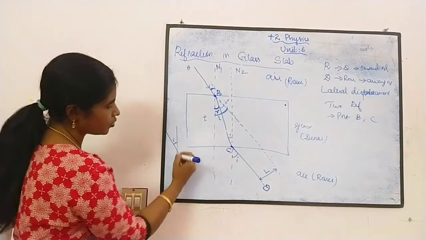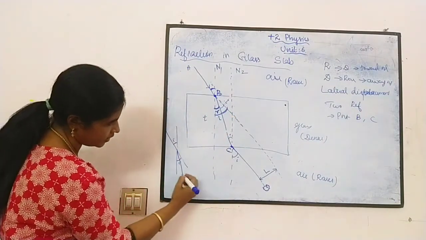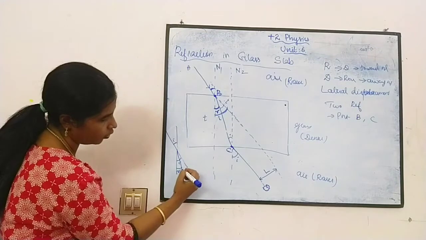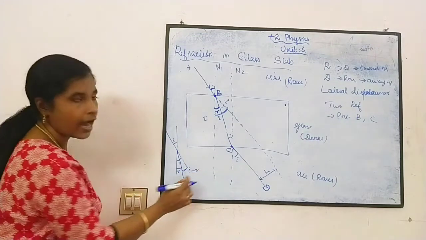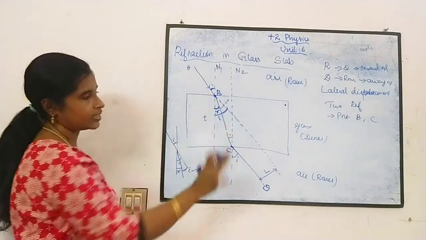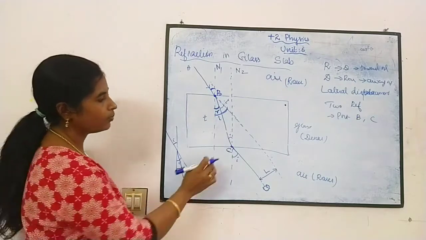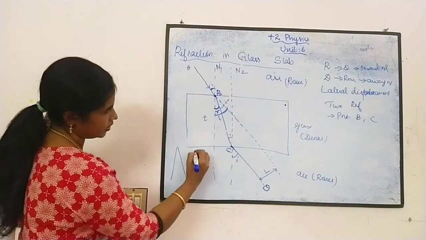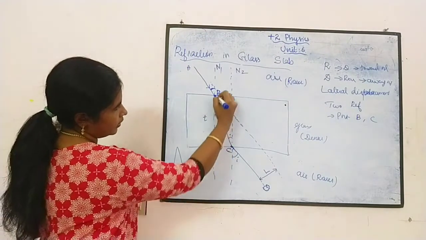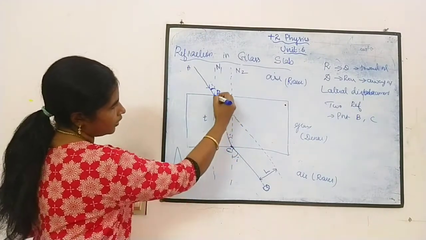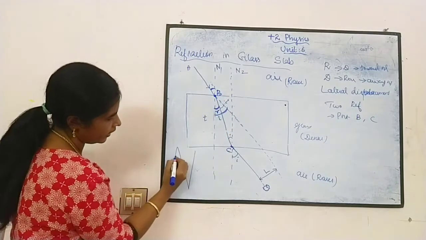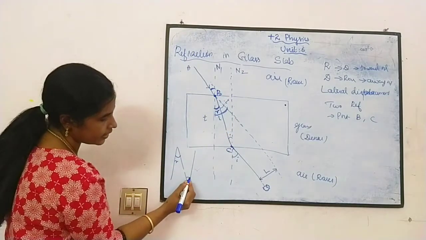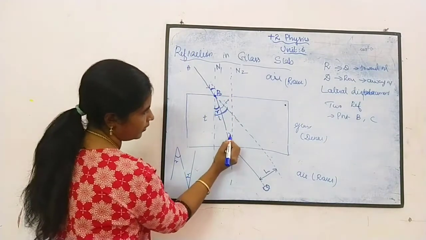If this whole angle is I and this part is R, what about this angle? This is definitely I minus R. So I have named it as I minus R. Now come to this angle. For that we can take it in this direction. What about this angle? This is R. So definitely this angle is also R. I am naming it as R.